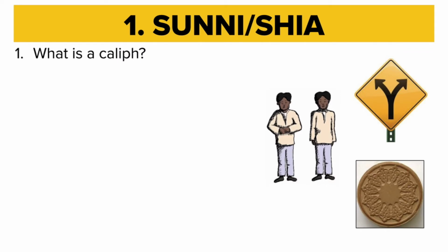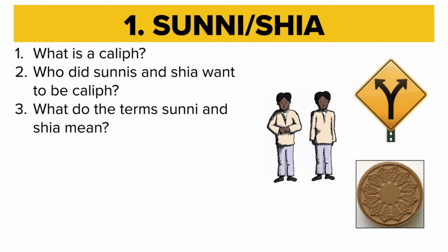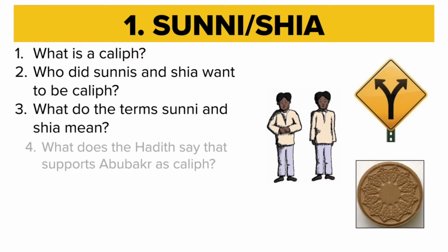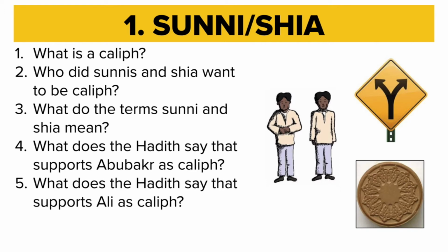Question 1. What is a caliph? Question 2. Who did Sunnis and Shia want to be caliph? Question 3. What do the terms Sunni and Shia mean? Question 4. What does the hadith say that supports Abu Bakr as caliph? 5. What does the hadith say that supports Ali as caliph?